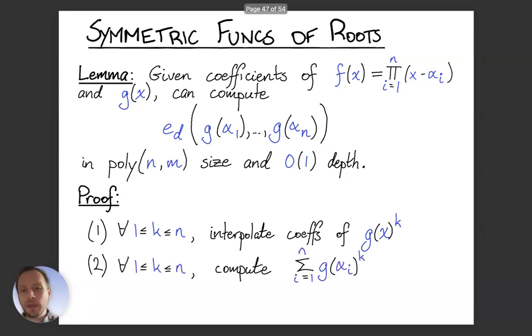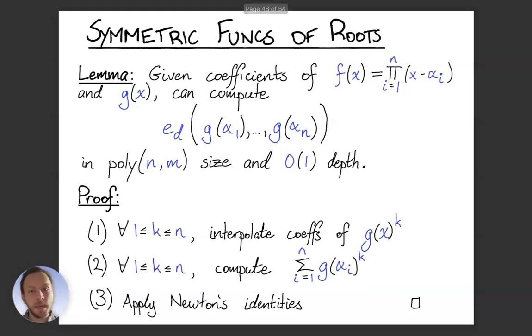Then what we'll do is, using the algorithm from the previous slide, we'll compute the power sums of these g alpha i's. Now, because we have the power sums of these quantities, we can use Newton's identities in the other direction, and from the power sums, compute any elementary symmetric function that we want.